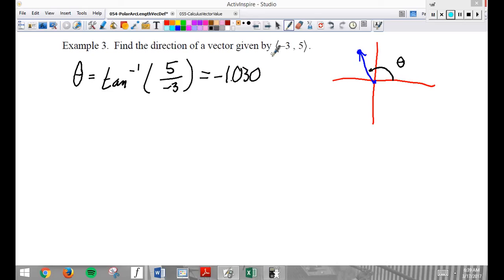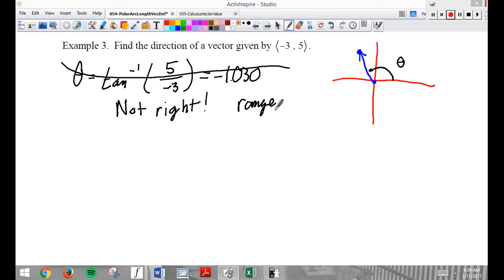negative 1.030, you're wrong. Not right. Why is it not right? Why does that not give you the right answer? Range: tan inverse only gives angles in quadrant 1 and quadrant 4.